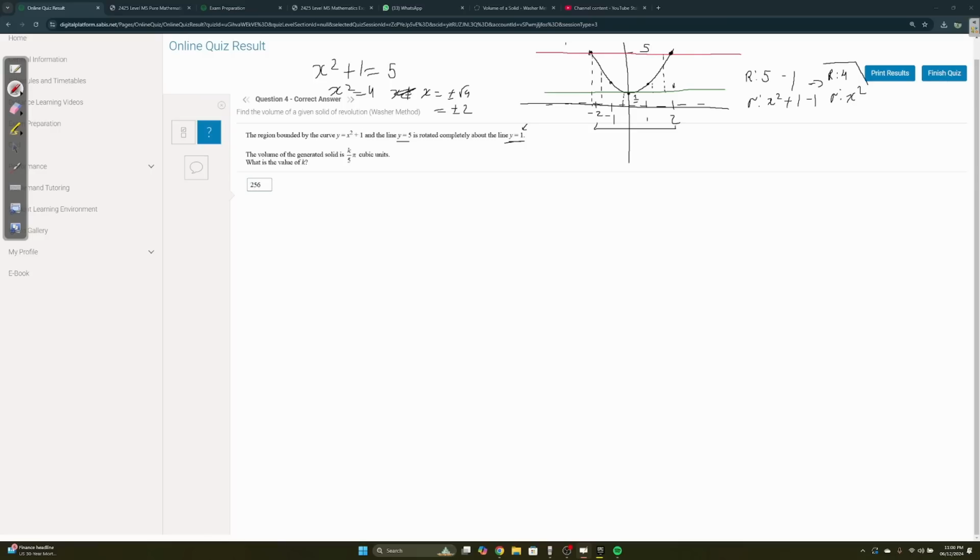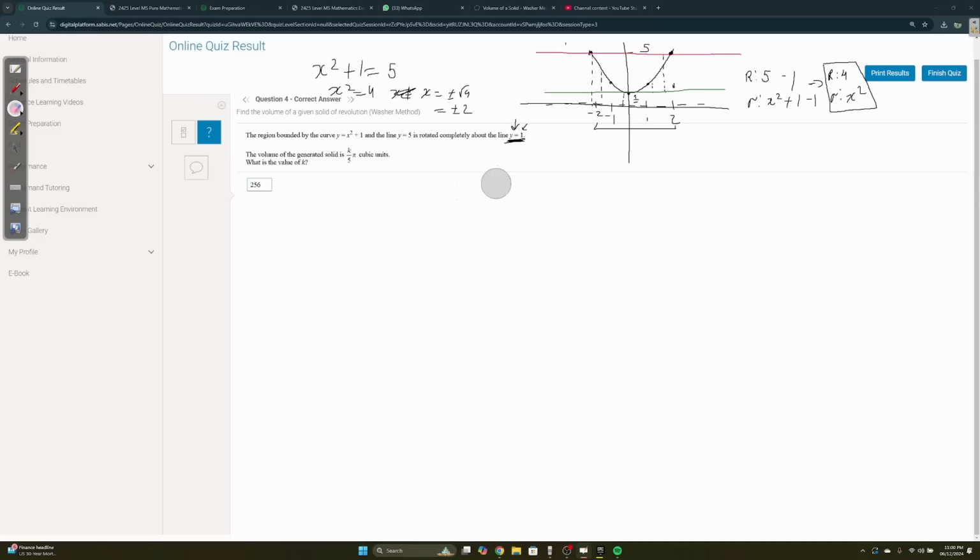So in conclusion, what does this mean? When you're rotating about a horizontal line, big R prime and small r prime, the new values of them, are just equal to the old r minus the function, let's call it h of x. So small r minus h of x. I hope this makes sense.